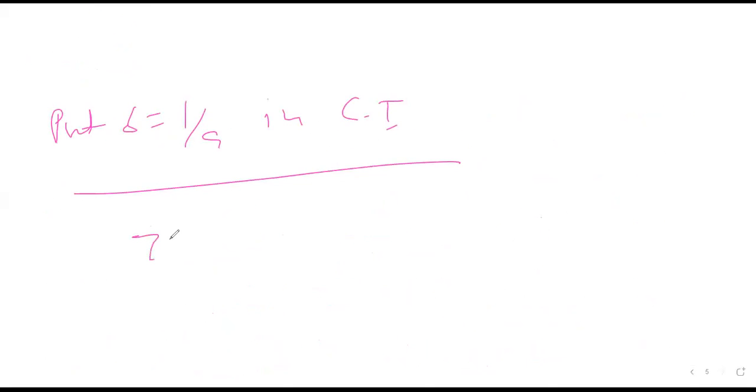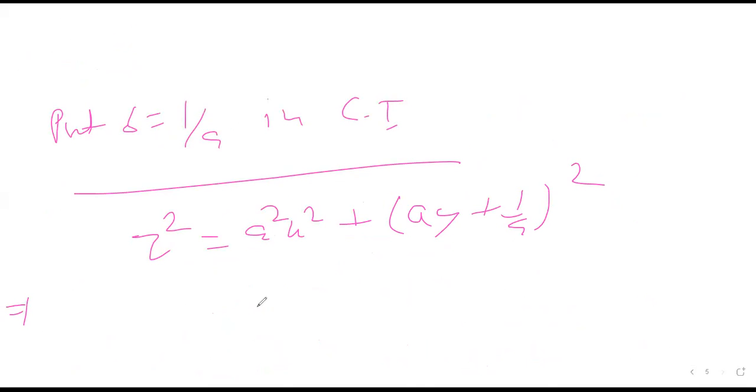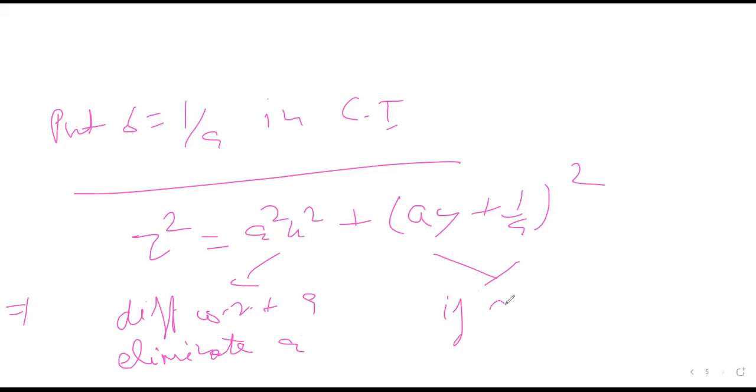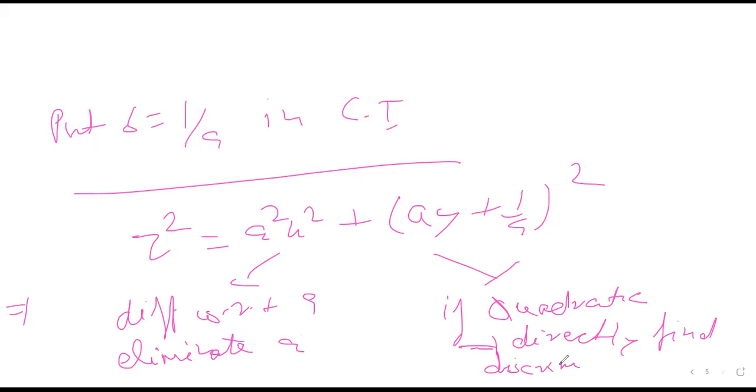P equal to 1 by 8 in the equation. z square is equals to x square plus ay plus 1 by a square. This is the equation. Now again you have to do the same thing. Again, either differentiate with respect to a and eliminate a, or if a quadratic equation is obtained, directly find the discriminant. That is, again you are finding the envelope.